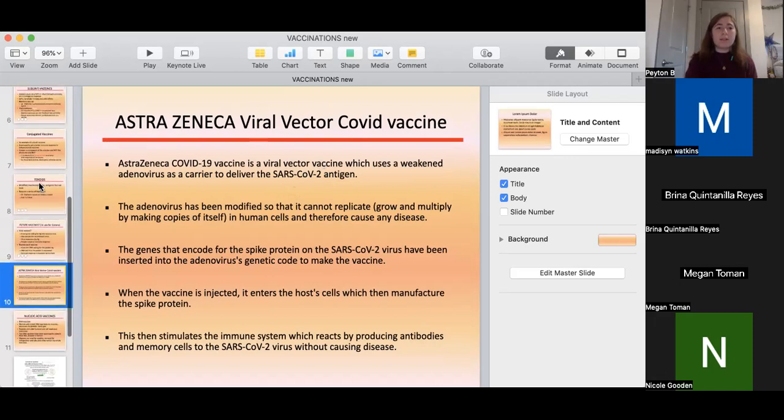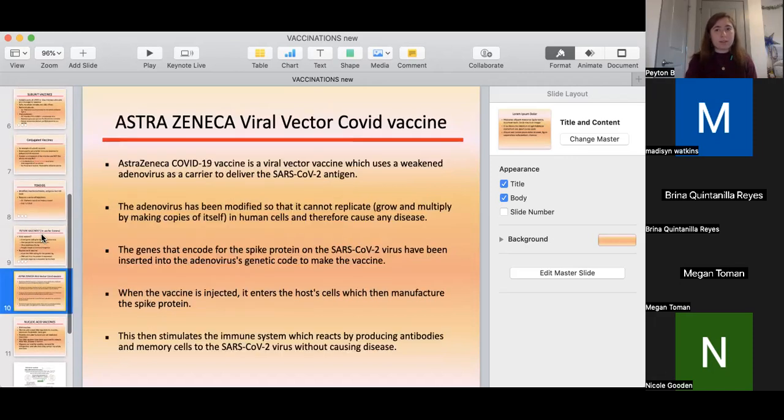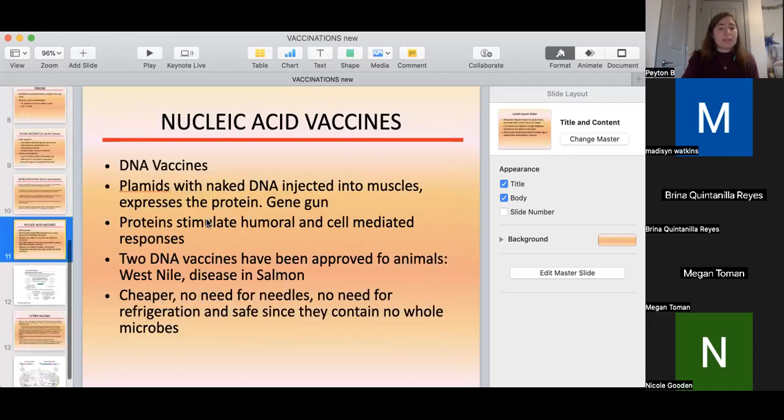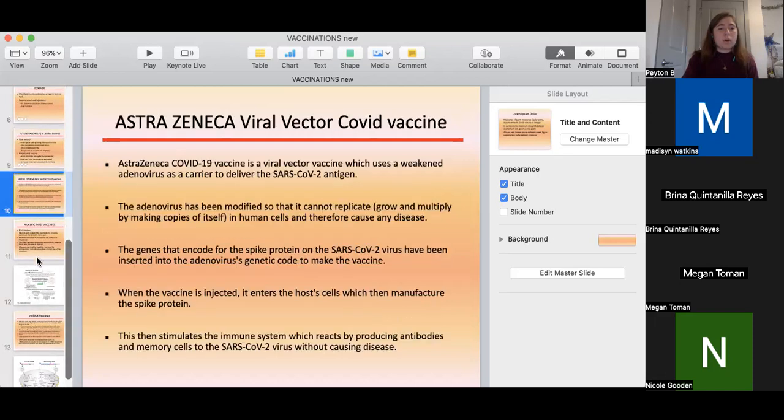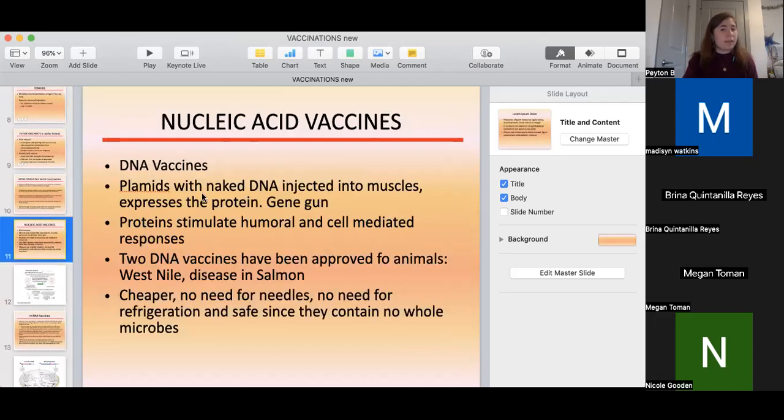They remind me of conjugated vaccines. They're not quite the same, but it mounts an immune response by getting your immune system to respond to something else, and then the antigen, like COVID, is attached to it. So they're cool. And then nucleic acid vaccines, I don't know a whole lot about these ones yet. They're plasmids with naked DNA injected into muscles with a gene gun. Very futuristic, fun vaccines.